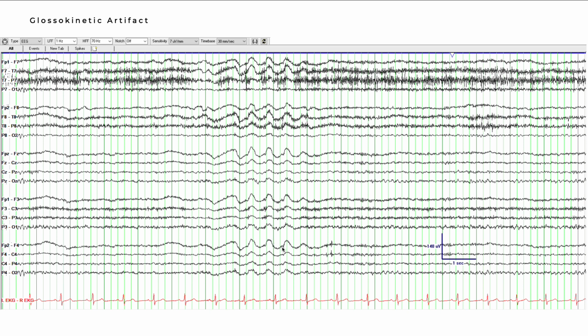It's important to identify this early in the study by having them perform this la, la, la test, because then when you see it later during the awake state, you'll make sure not to mistake it for slowing in the delta range and realize, hey, this is the patient talking.